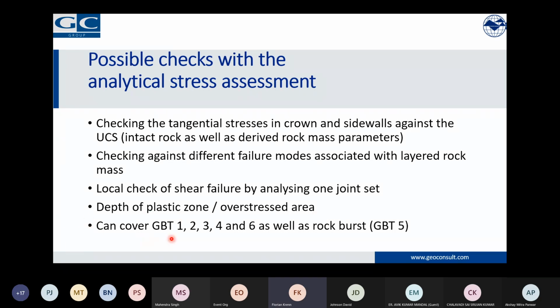So that means I can cover, in terms of ground behavior types, nearly everything, because 1 and 2 will be just a check whether the rock as such would endure the stresses. 3 would give me already whether there is a plastic zone, how deep it would be. 4, I would get this area which is overloaded. And for type 6, the buckling failure, I can also check with this simple analytical tool. And rock burst, I have to relate my sidewall stresses against what the rock would be able to endure without failing.